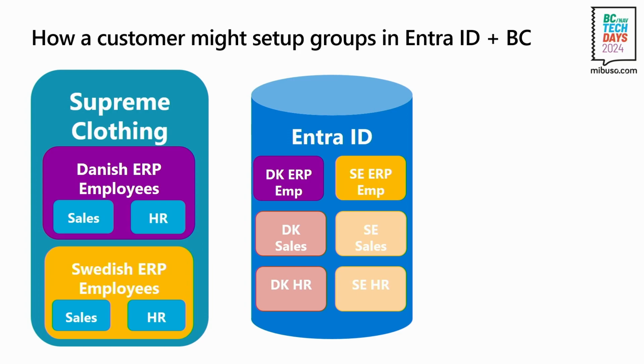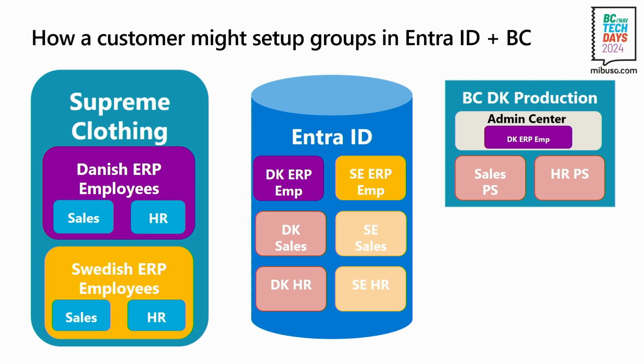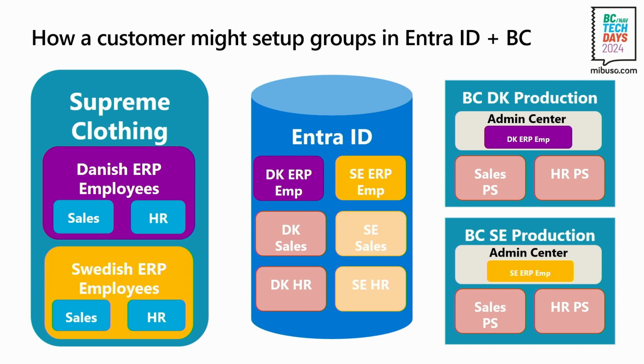Now, how would this work in the Business Central environment? So let's take the Danish production environment. You can link the security group for access, because maybe the customer tells you, hey, I don't really want my Danish salespeople messing around with the Swedish sales items, so I want to keep those separate. So you link the DK ERP employees in Admin Center, so only they can access the production environment in Business Central. Now, the next thing that you want to do is assign the sales permission sets to the sales employees and the HR permission sets to the HR employees, and you can do that as well. So your Danish environment is fully set up, and very simply, you can do this for the Swedish one as well. So far, so good.